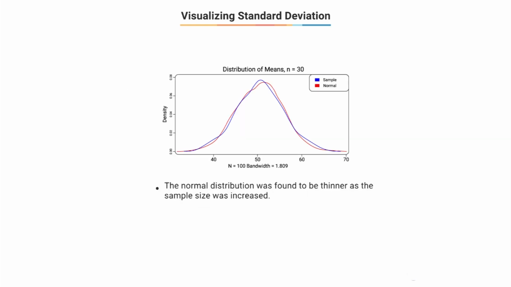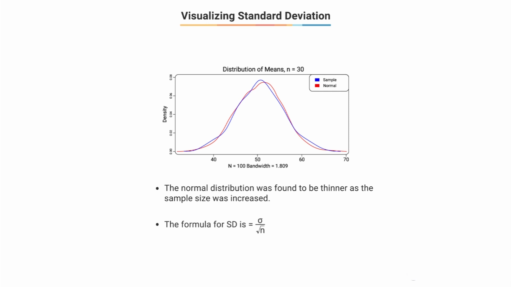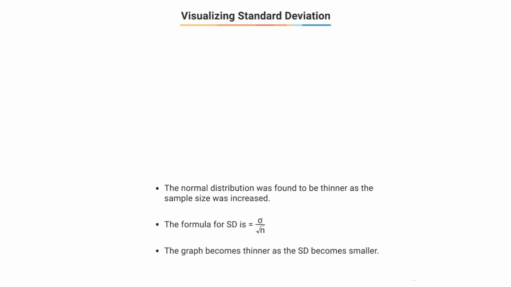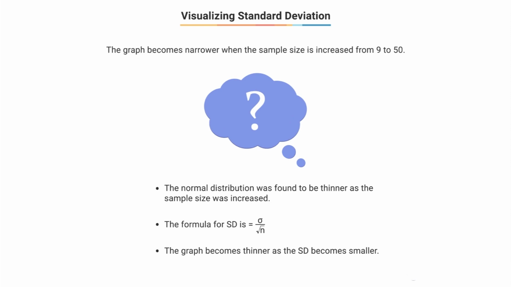Also see that the normal distribution became thinner as the sample size increases. This is because the standard deviation decreases. Remember here, the standard deviation is sigma by root n. So obviously sigma by root 5 is going to be higher as compared to sigma by root 30, which is why this graph seen earlier becomes more packed. And now, what do you think will happen if I further increase the sample size, say from n equal to 30 to n equal to 50? The normal distribution will become even narrower, right? So this is your central limit theorem.